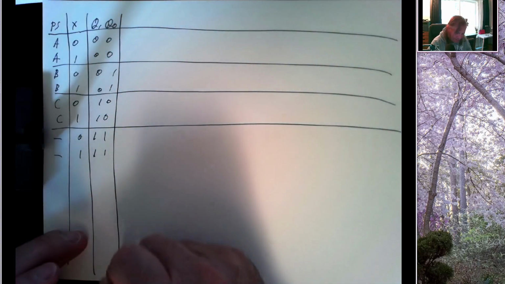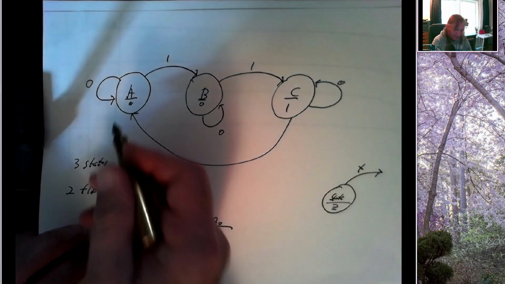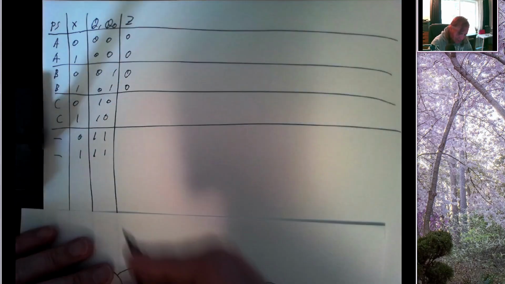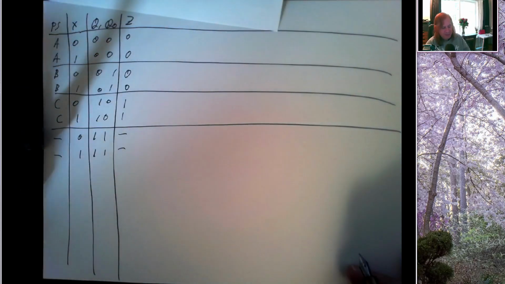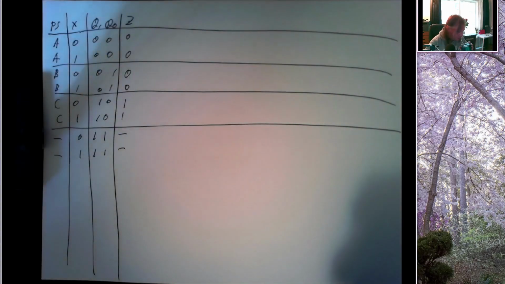Alright, so let's go ahead and add our output column. And our output is just shown in each of our 3 states. So in states A and B, the output is a 0. And in state C, the output is a 1. And if we're in this 4th ill-defined state, we don't care what the output is. Our circuit could make it a 0 or a 1. Doesn't matter to us.